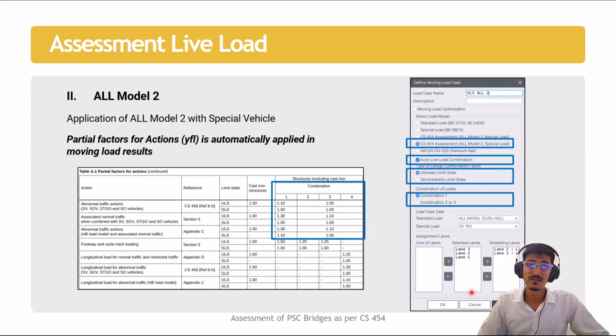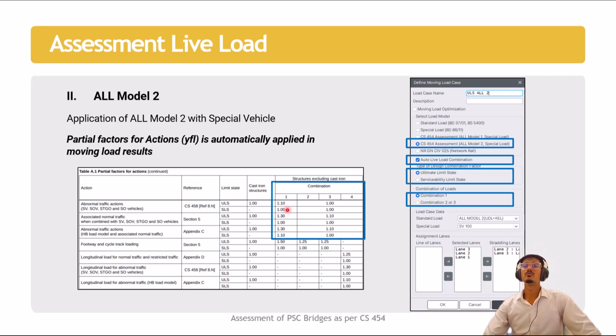Now the application of all model 2 with special vehicles. So partial factors for action, which is gamma FL. So the main advantage over here is that it is automatically calculated by the program internally. So depending upon the abnormal traffic actions, whether it is associated and combined with the special vehicles, and whether it lies under ULS or SLS. So there are different combinations, 1, 2, 3, and 4. So the program will pick the appropriate factor.